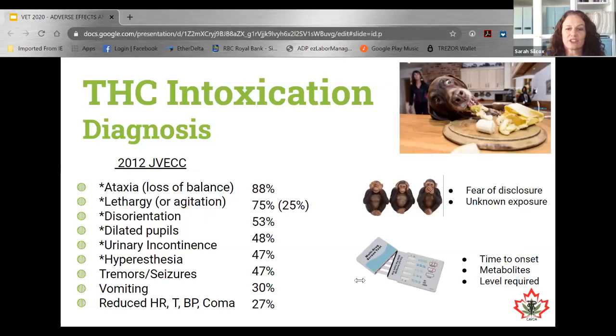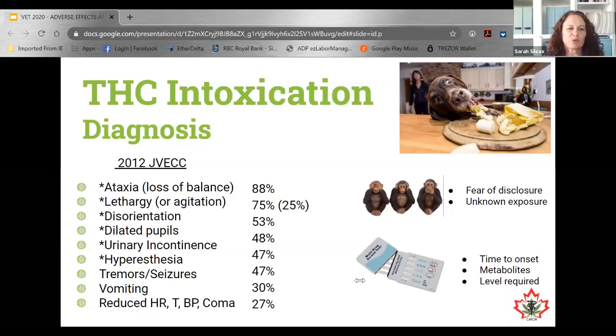Diagnosis has historically been rather challenging. We know that those urine test kits that are available are notorious for having false negatives for various reasons, from different metabolites that are passed in dogs to the level required to trigger a response, or sometimes just the time to onset. Their clinical signs may develop before the metabolites have even passed into the urine. And then we add to that clients' somewhat reluctance to disclose if they know that their pet has gotten into a cannabis product. Sometimes that's because of fear of judgment that may be passed, and sometimes it's legitimately because they just honestly aren't aware that their pet was exposed.